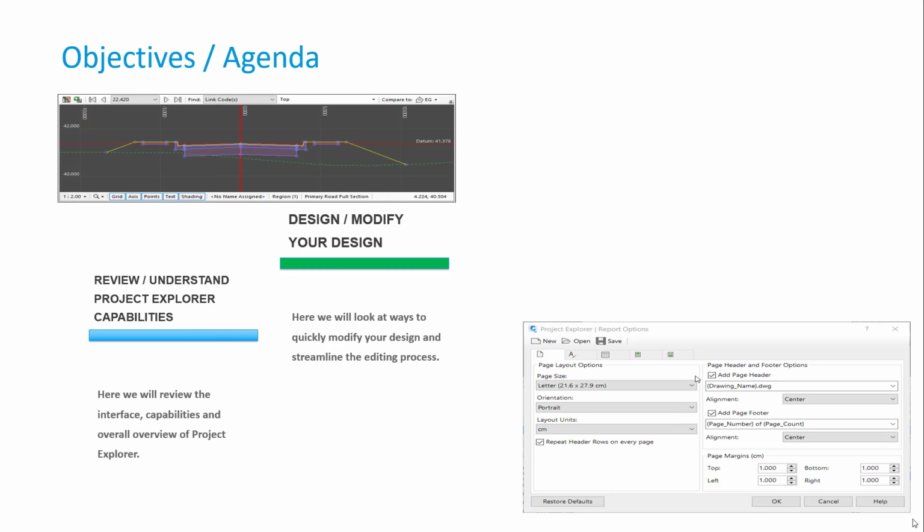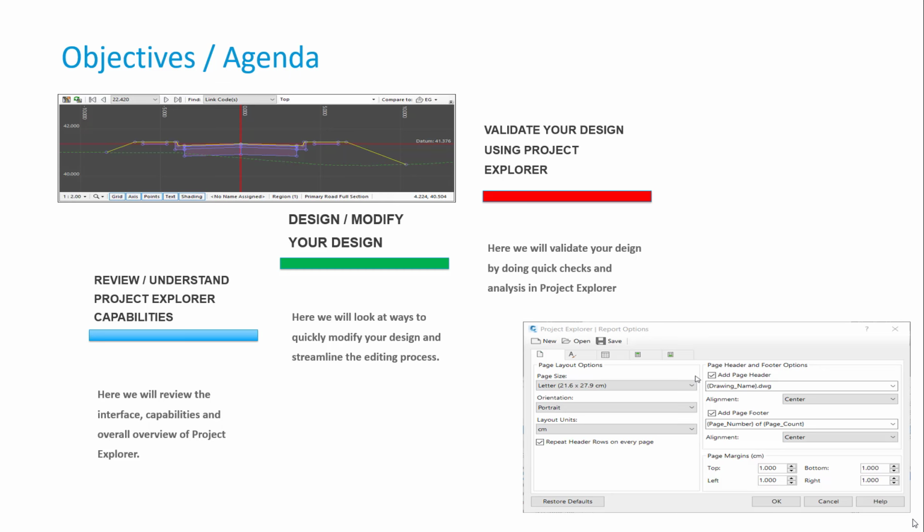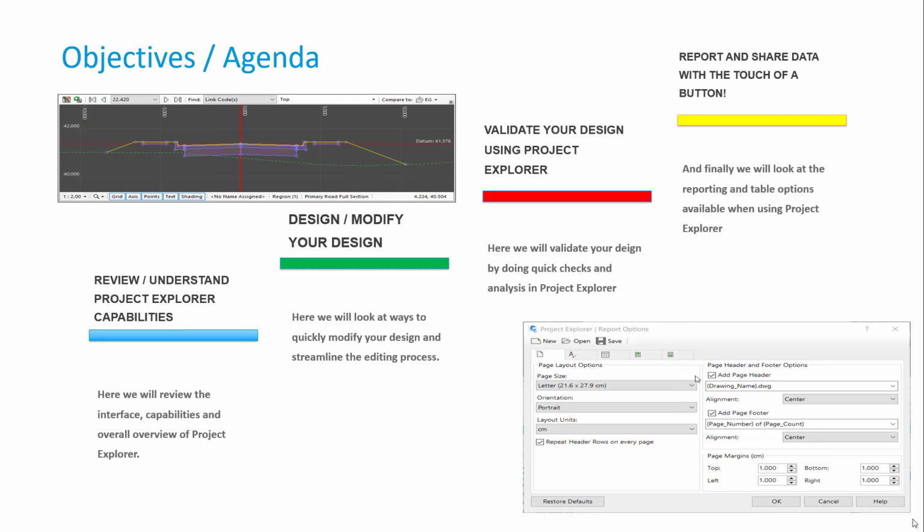We're then going to look at several situations. We're going to use a pipe design and a corridor design to modify, make changes, look at some edits inside our Civil 3D model. We'll quickly look at the very simple ways to validate your design. There's quick checks that are happening as you go. We'll quickly take a look at where those are and then what you can do about them. And then we'll wrap it up with reporting and sharing that data.